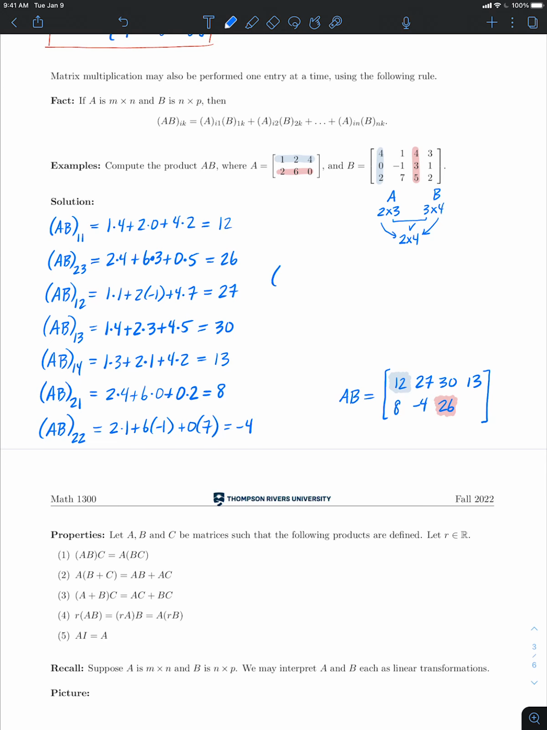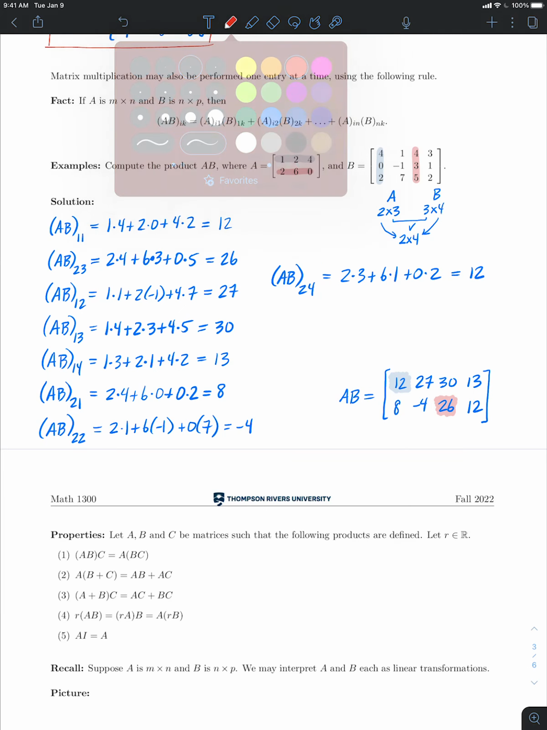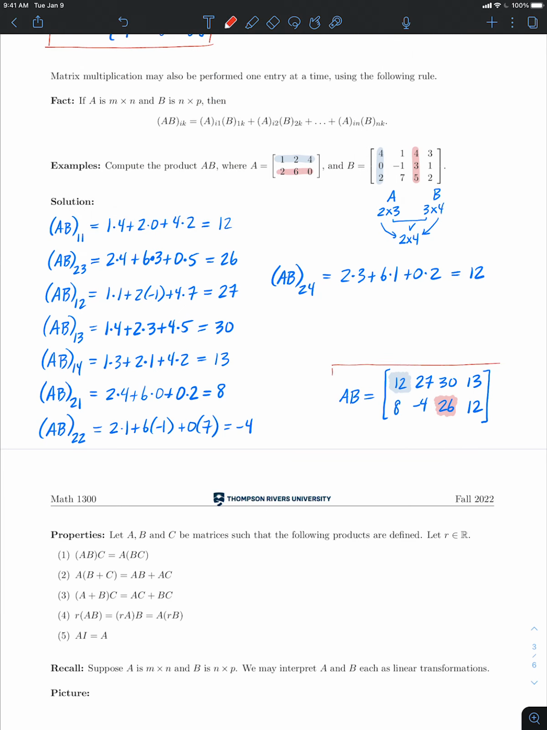We'll have to compute the entry in AB that's in the second row and the fourth column. So we want second row of A, fourth column of B. So we're going to have 2 times 3 plus 6 times 1 plus 0 times 2 finally. And that's going to be 6 plus 6 plus 0. So finally, we have a 12 in that last position, and that is our product. So that's how you can compute the product one entry at a time.